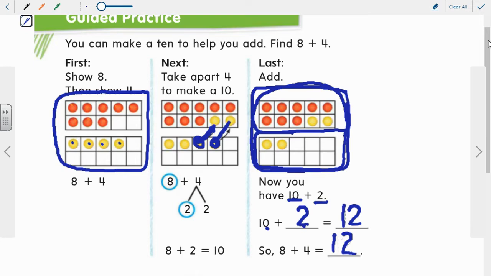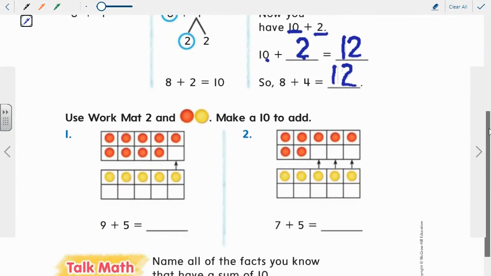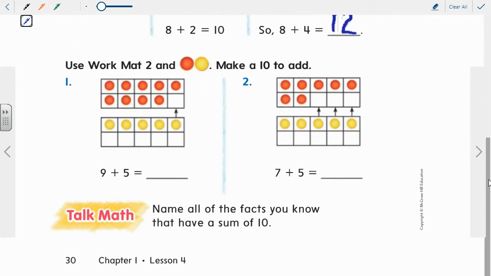Let's go ahead and check out our first problem down here. Now, they're going to ask us to use a work mat, and if you've got something that you can make a 10 frame at home and you want to try that out, hey, we would love to have you give that a shot and see if you can solve these kind of problems with us.